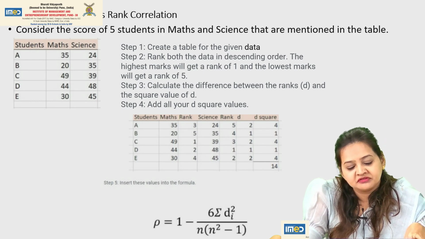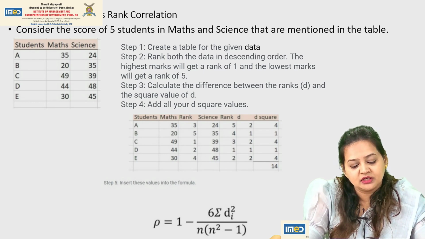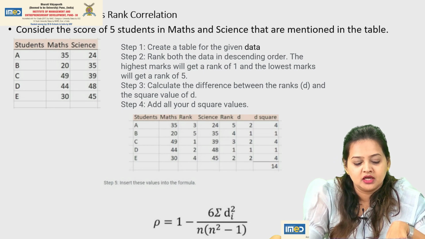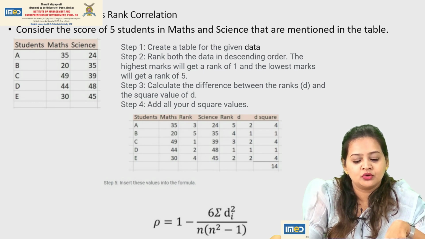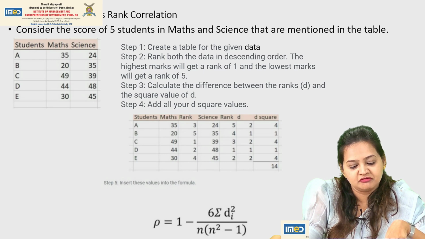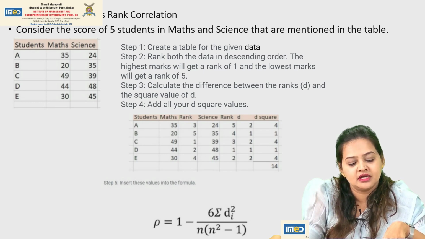If you observe these marks, the highest value given here is 49. So for 49, it is the highest value, and so you are going to assign rank 1. The second highest value is 44, you will assign rank 2. The third highest value is 35, so you assign rank 3 and so on. That is how the ranking for the mathematics column will take place.